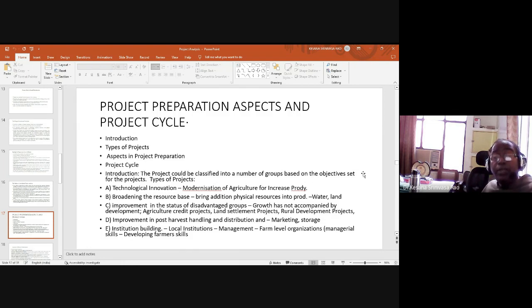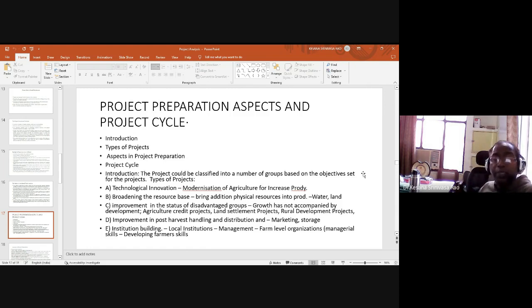The projects could be classified into a number of groups based on the objectives set for them. Types of projects: technological innovation. Within technological innovation, what are the types of projects? Modernization of agriculture, for example, to increase the productivity levels. How these technological innovations can be systematically planned, or how to frame such a type of project. For example, in the modernization of agriculture for increasing productivity, what type of technical input you require, accordingly the proposal can be prepared, then it can be implemented.